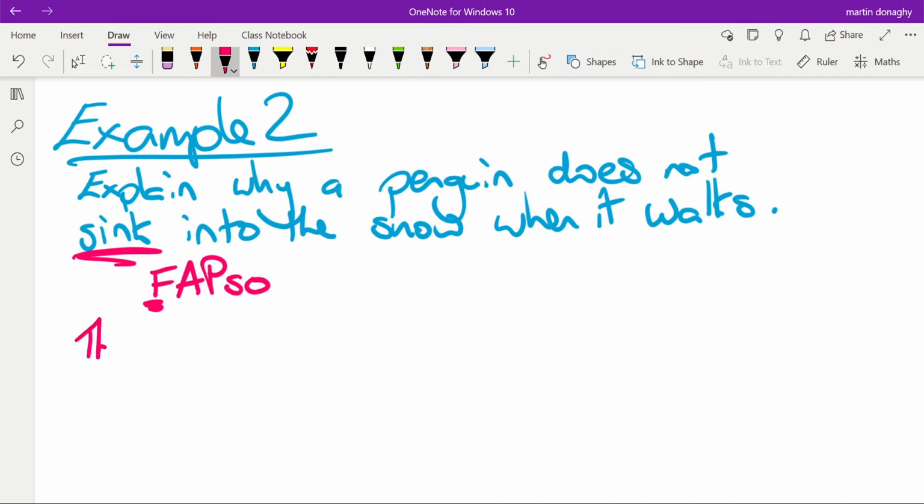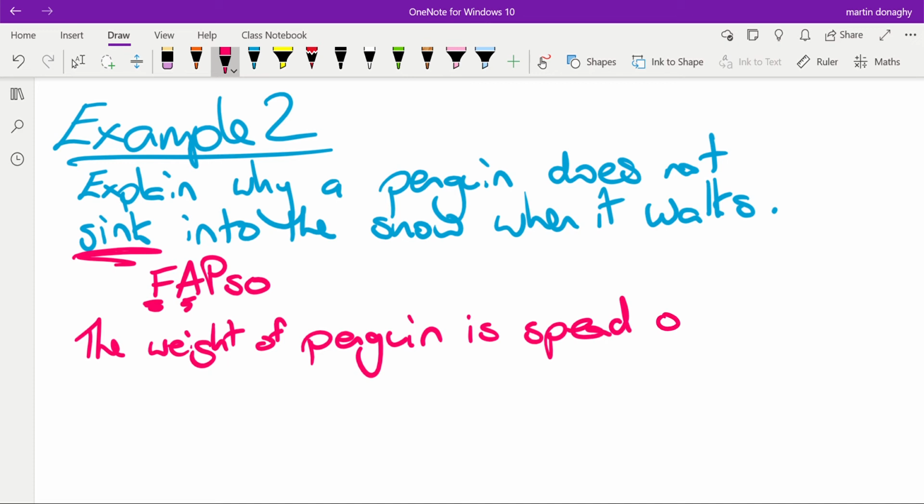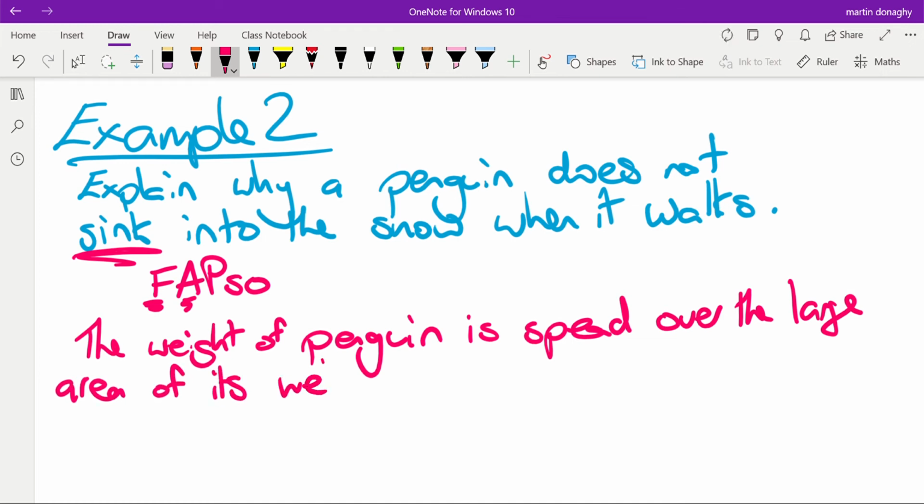So we would say the weight of the penguin, and then we talk about the area that weight is spread over, the force is spread over for A. And in the case of the penguin, it's spread over the large area of its webbed feet. And if we have a large area, we're spreading out that force, it's less concentrated, so that means it produces a small pressure.